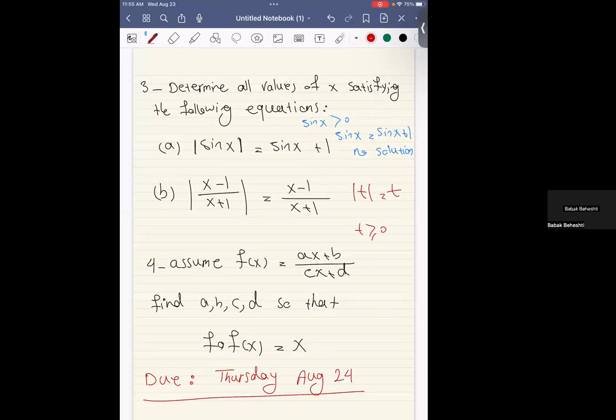You should tell me what is the answer. X bigger and equal to 1, and then x smaller than negative 1. That makes sense. That is correct. Yes. Okay, any other question from this?